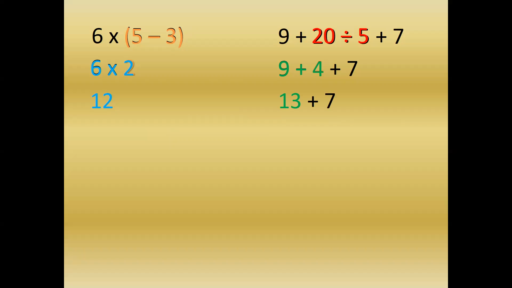So we still have additions. We're still in the same step. And now we have to do our next one, which would be 13 plus 7. So 13 plus 7, do that in your head for a second. It would be 20. So that means our answer to 9 plus 20 divided by 5 plus 7 would be 20. All right, so I have a couple more left.